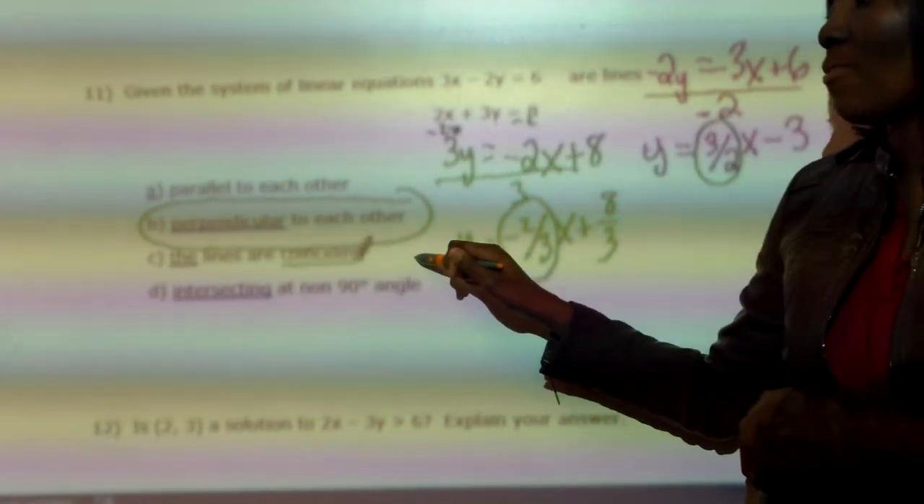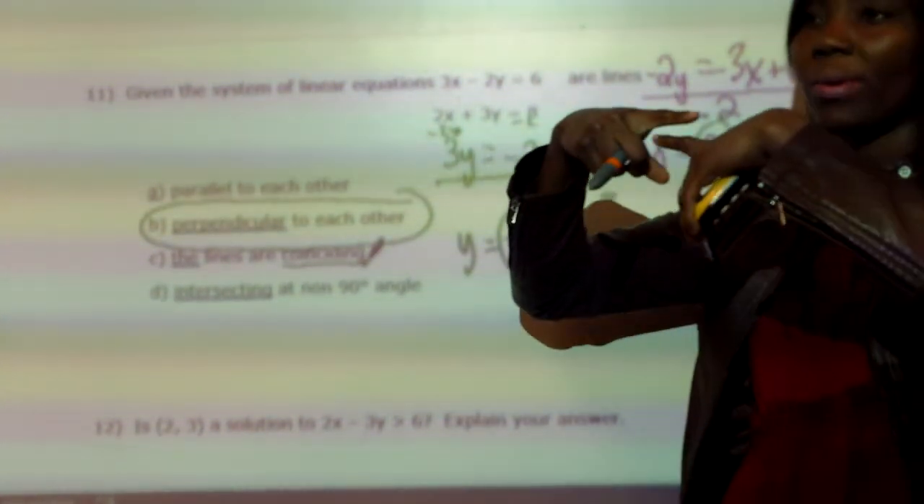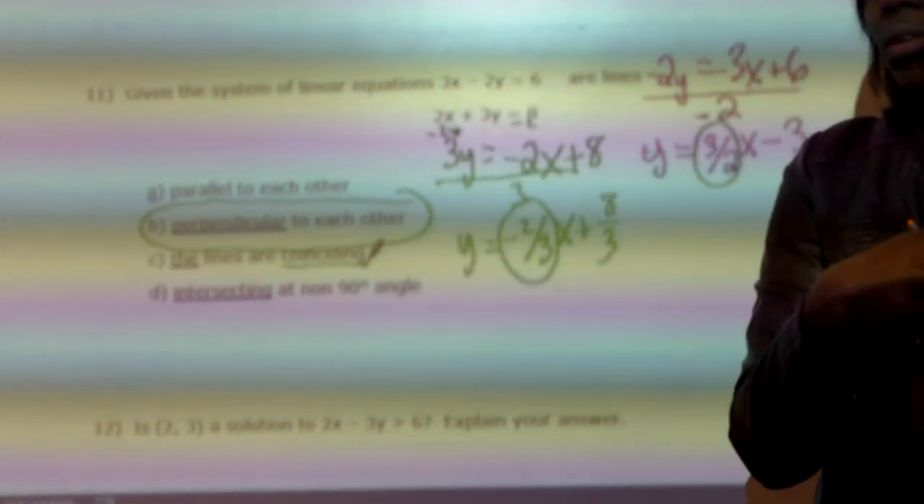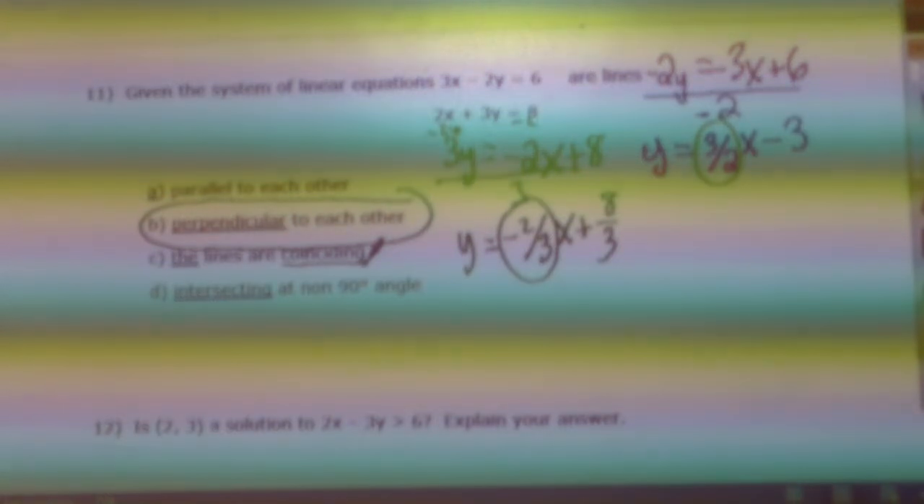Coincide is the same as infinitely many solutions. When they're the same and they coincide, they're the same on top of each other. Just in case you don't know what coincide is. Got it? All right.